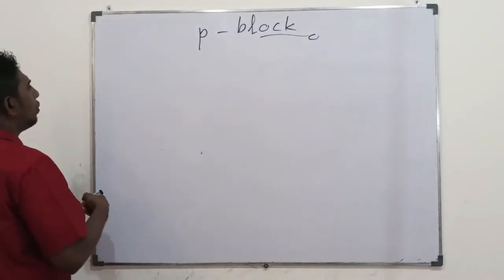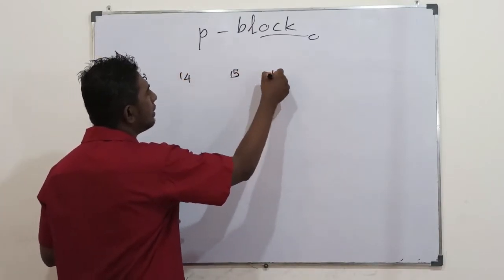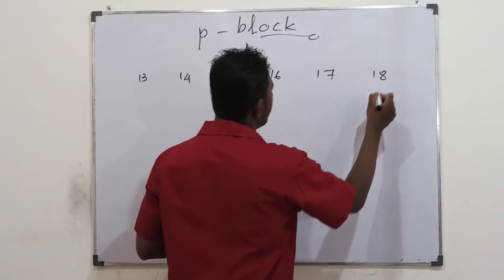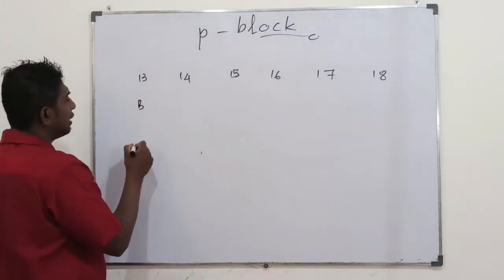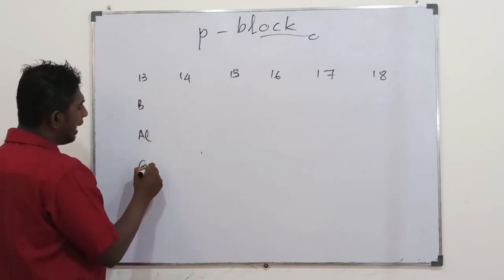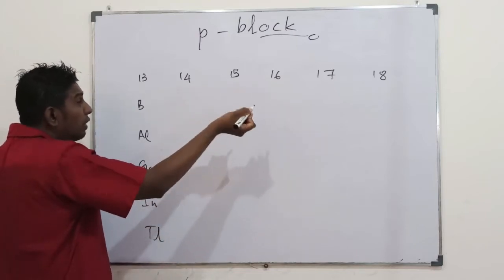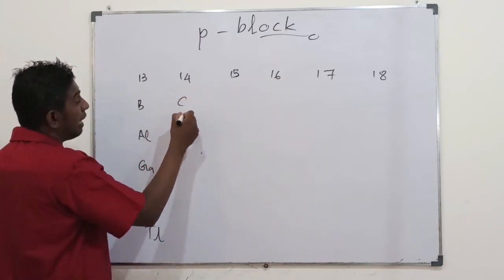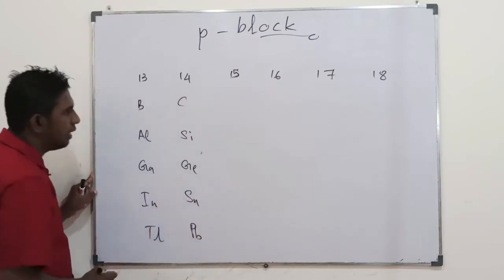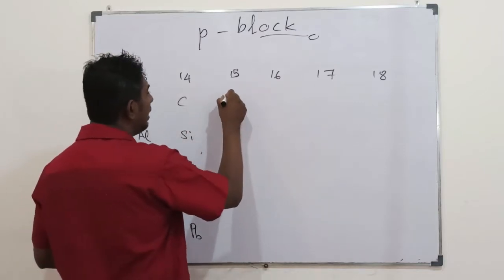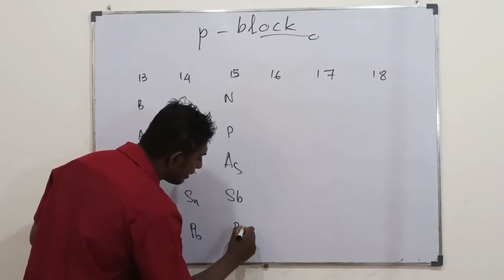Then let me show you those. It's the 13th, 14th, 15th, 16th, 17th, 18th as well. Students, in the 13th group you have these elements: boron, aluminum, gallium, indium, thallium. In the 14th group: carbon, silicon, germanium, tin, lead. In the 15th group: nitrogen, phosphorus, arsenic, antimony, bismuth.